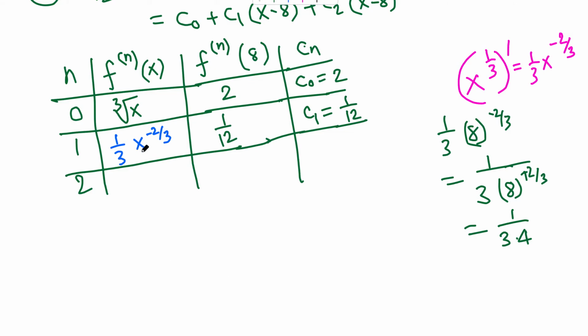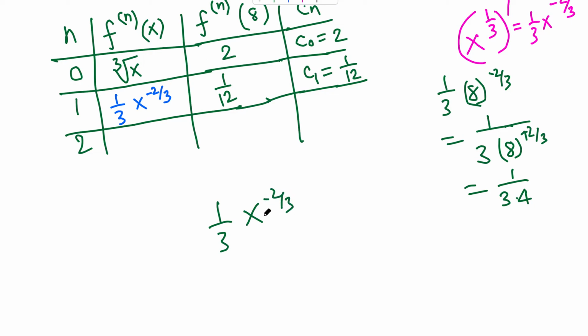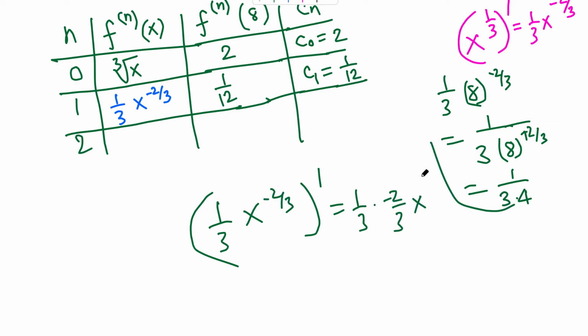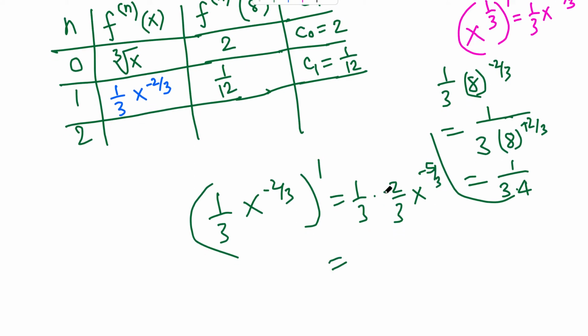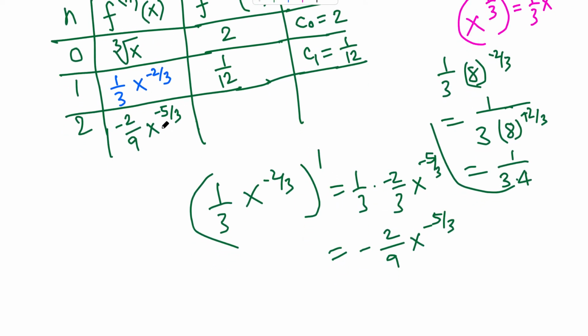Now n equals 2 means find its derivative. The second derivative means the derivative of the first derivative. 1/3 times negative 2/3 times x raised to negative 2/3 minus 1, negative 5/3. That is negative 2 over 9 x raised to negative 5/3. In fact, you don't have to show this table. You can just go from there. Next, we need to evaluate at 8.